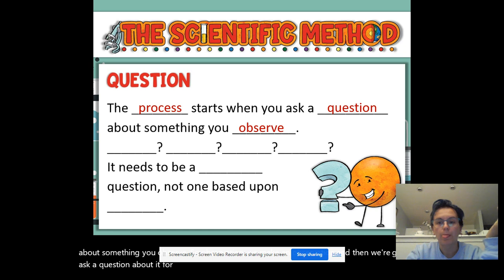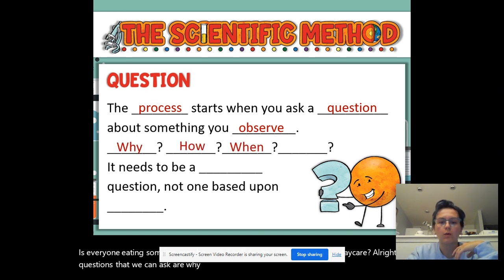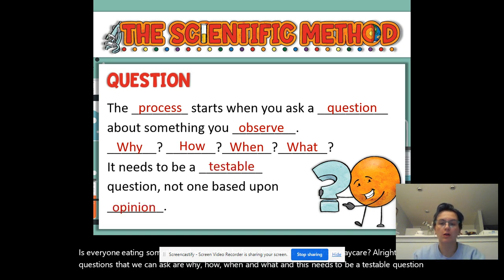For example, maybe I noticed that my daughter is not hungry during dinner. My question may be, is Evelyn eating something right before she comes home from daycare? All right. The questions that we can ask are why, how, when, and what. And this needs to be a testable question, not based on opinion.